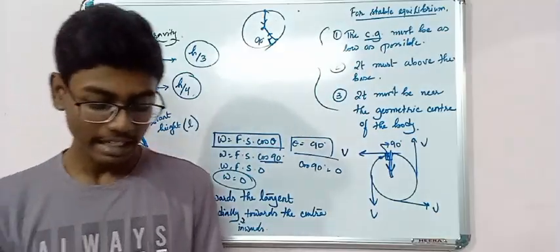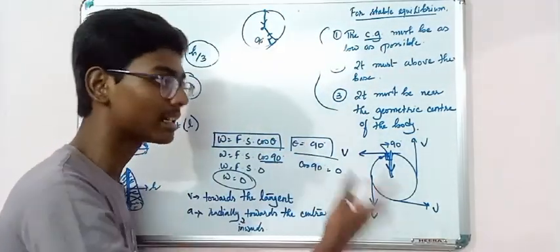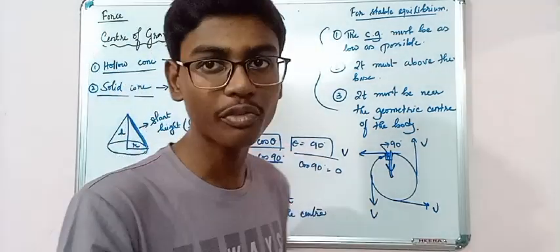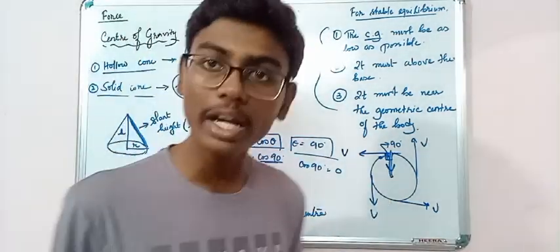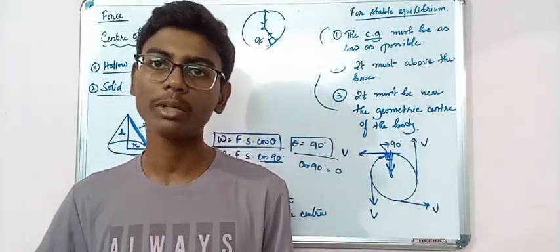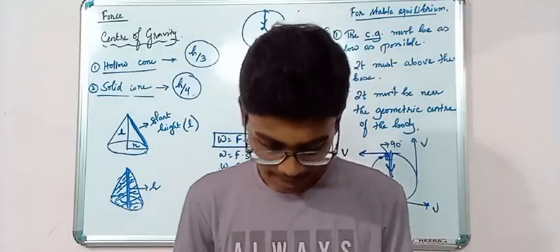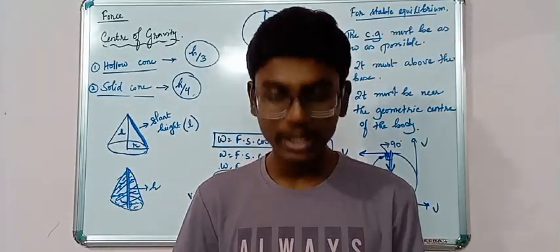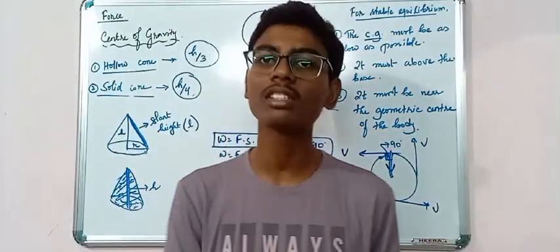So it is acting in a direction away from the center. If you are asked what is the direction of centrifugal force, you have to say it is acting away from the center. That is, it is trying to oppose centripetal force. So centrifugal force and centripetal force are opposite. Now you can say that centripetal force is the force of action and centrifugal force is the force of reaction.